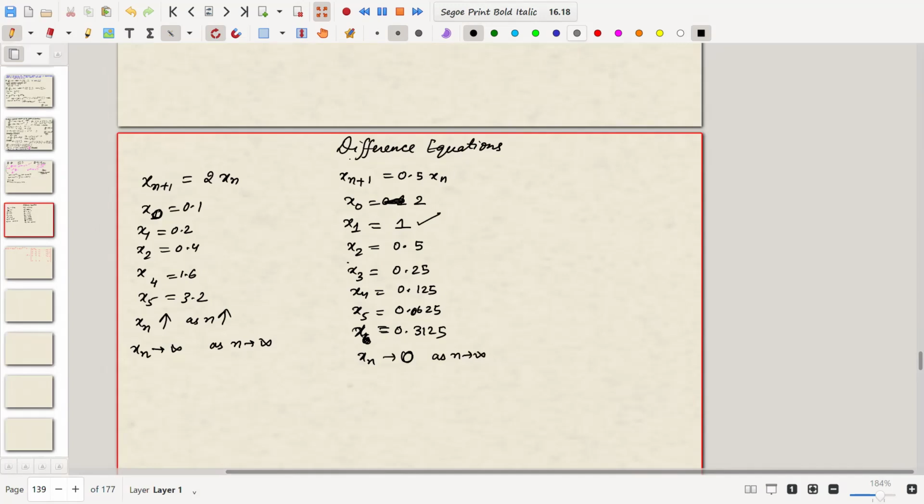So the idea is, what made these two equations give different qualitative behaviors? Any ideas? The first one is going to infinity, the second one is going to 0. What is the coefficient difference?